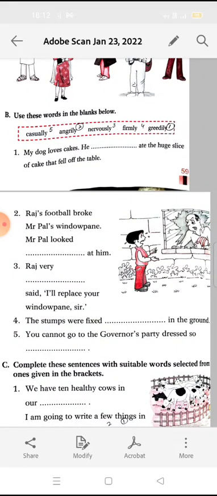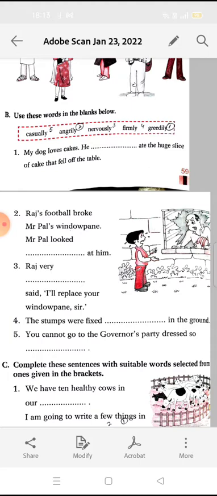Use these words in the blanks below: casually, angrily, nervously, firmly, greedily. Now these are adverbs. How do they work? When we describe a noun, we use adjectives, so we call adjectives the describing words. But adverbs are also describing words. They don't describe a noun, they describe an action. They describe verbs. How we do the work, when we do the work, where we do the work, why we do the work, they're all told by adverbs.